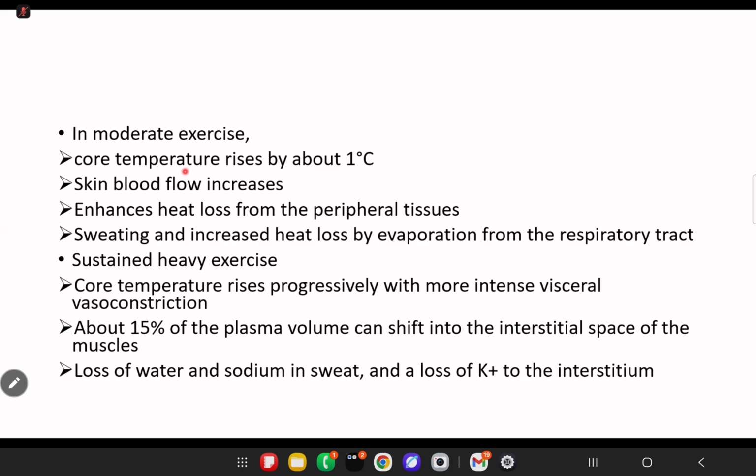In sustained heavy exercise, the core temperature will rise some more, and actually about 15% of the plasma volume can shift to the interstitial space of the muscles. So there can be some muscle edema occurring, and there is loss of water and sodium in sweat, and loss of potassium into the interstitium. So you can have dehydration, hyponatremia, as well as hypokalemia.